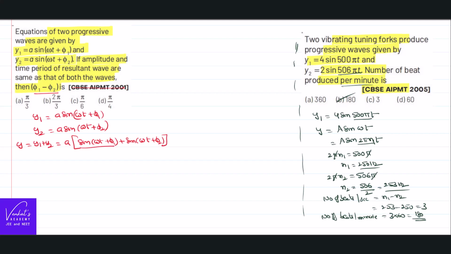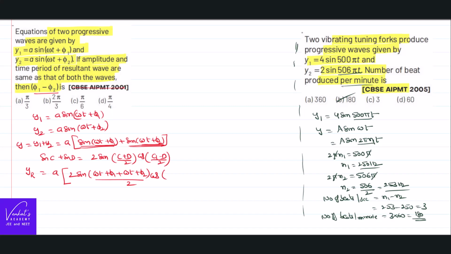This is like the sin C plus sin D formula. We know sin C plus sin D, where C is omega t plus phi1 and D is omega t plus phi2, is 2 sin of C plus D by 2, cos of C minus D by 2. That's the formula. Let's apply that formula. So y resultant equal to a is common, 2 sin of C plus D by 2, C is omega t plus phi1, D is omega t plus phi2, by 2, cos of C minus D by 2, that is omega t plus phi1 minus omega t minus phi2.